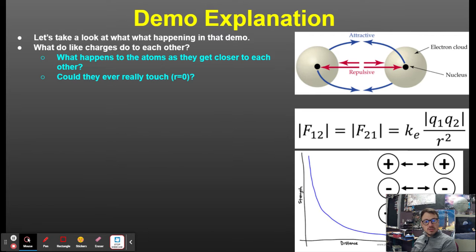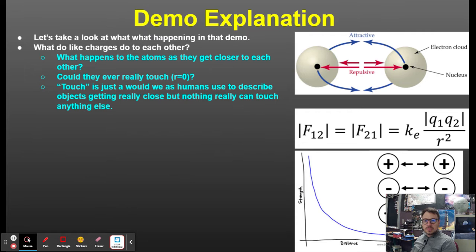And the closer those atoms get together, the more that repulsive force pushes. You can see here it's an inverse square law. The closer they get, it gets much stronger. Now, if you look at the equation for the electromagnetic force right there, could the distance between those two atoms, the radius, ever be zero? The answer is no, because then you divide by zero. So right before they would touch, that strength would be infinite, repelling each other. So touch is just a word that we as humans use to describe objects getting really close, but nothing can ever really touch anything else.